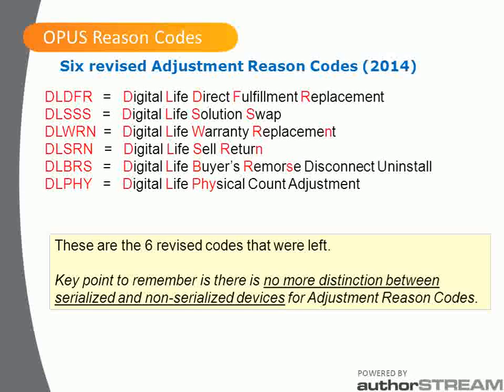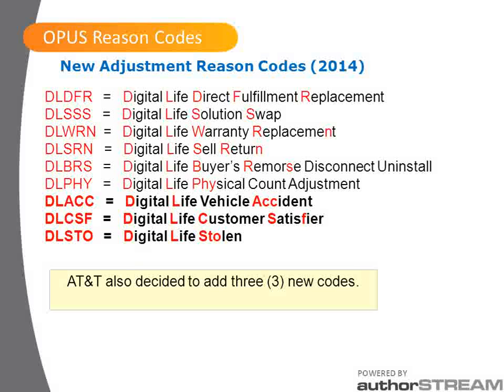So these are the 6 revised codes that were left after removing 4 codes having to do with distinguishing between serialized and non-serialized devices. The key point to remember is that there is no more distinction between serialized and non-serialized devices for adjustment reason codes.